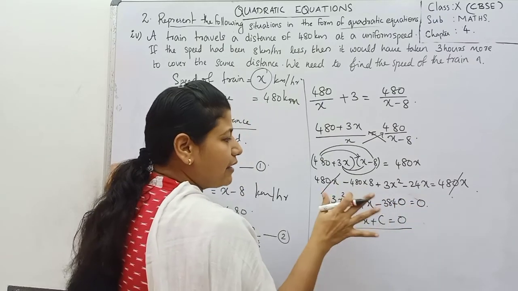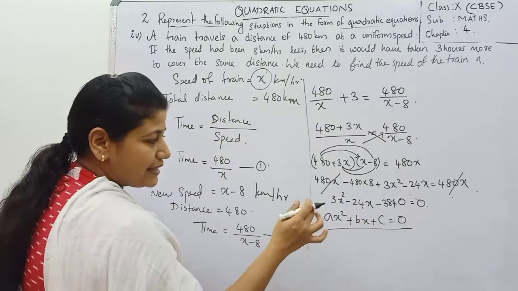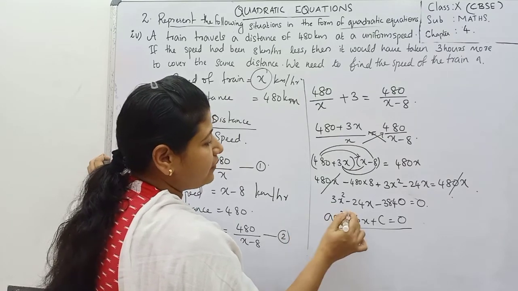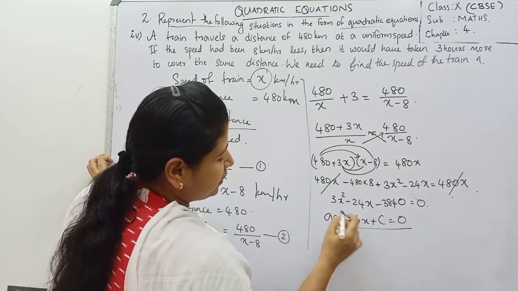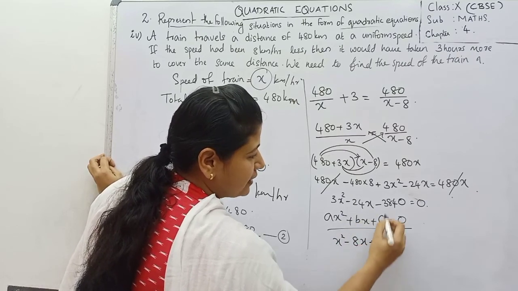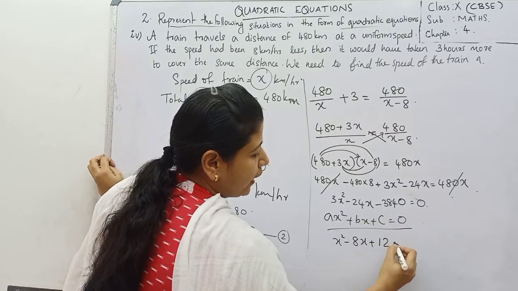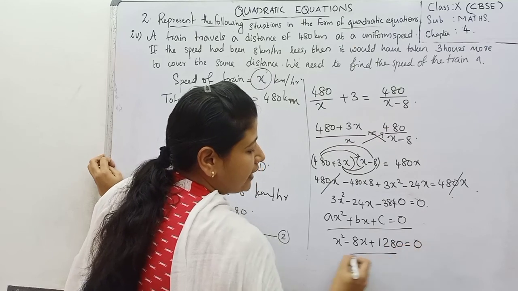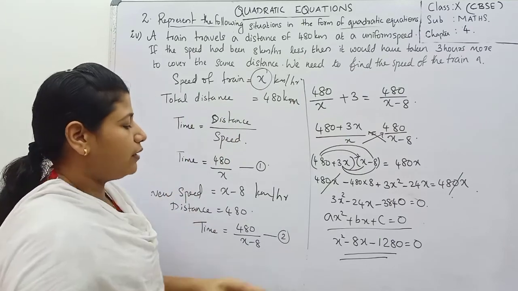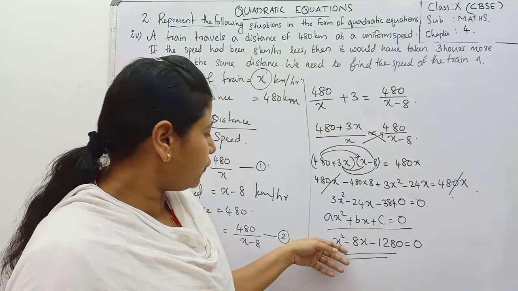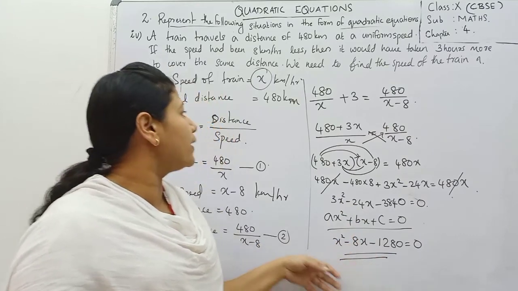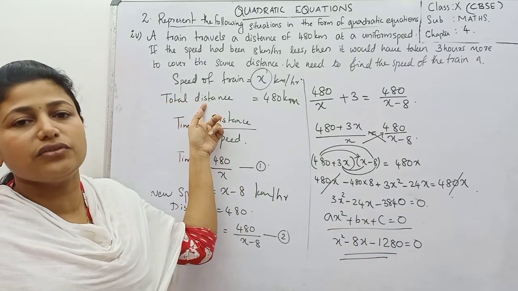This is our equation to find out the speed. Since this is a quadratic equation which has a factor 3, we can just divide by 3. All the terms can be divided by 3. Then you will get x square minus 8x plus 1280 equal to 0. So this is our equation. After writing this equation, if you find the solution of this equation, or the value of this x, you will get the speed of the actual train.